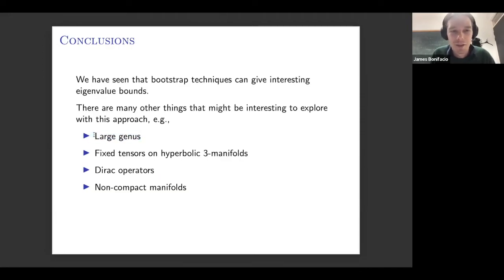Here are just a bunch of semi-random ideas. For example, you could try to say something about large genus hyperbolic surfaces, try to look at fixed tensors on hyperbolic 3-manifolds, and then hope to find bounds on the spectral gap for 3-manifolds. And you could also look at Dirac operators or non-compact manifolds.